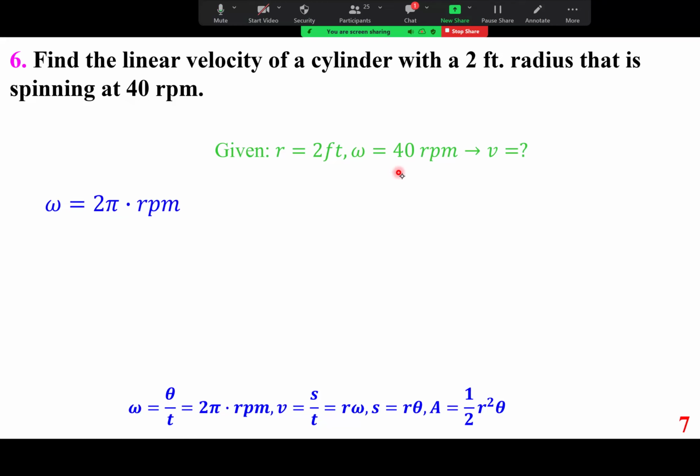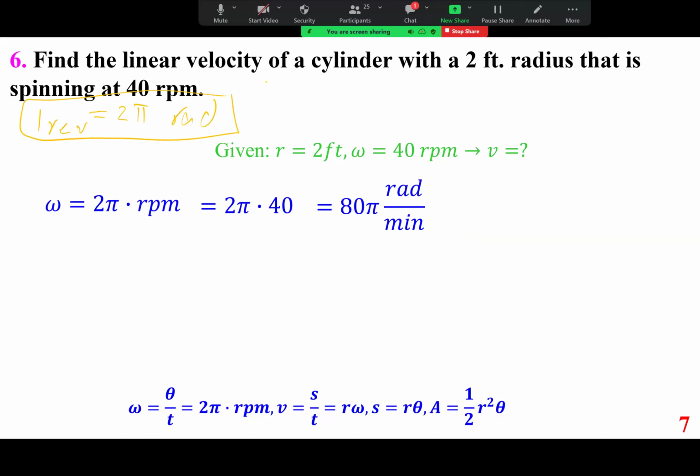Now this becomes 2 pi times 40, or 80 pi precisely, radians per minute instead of revolutions per minute, because remember, a complete revolution means 2 pi radians. That's why you multiply by 2 pi. Again, we keep it as pi to be exact, and then if need be, we do the approximation.